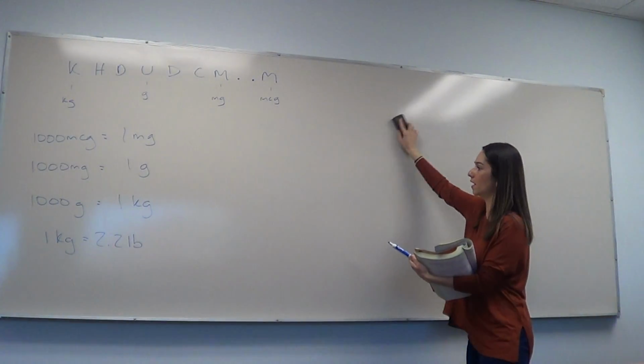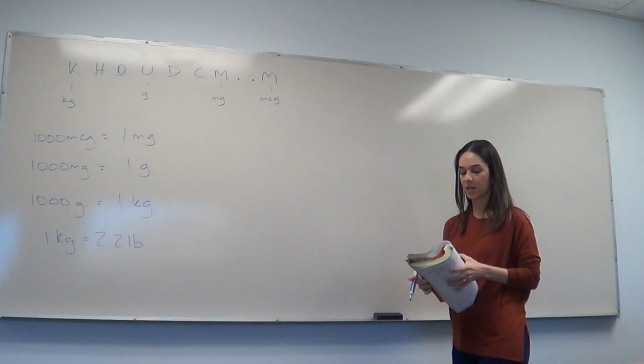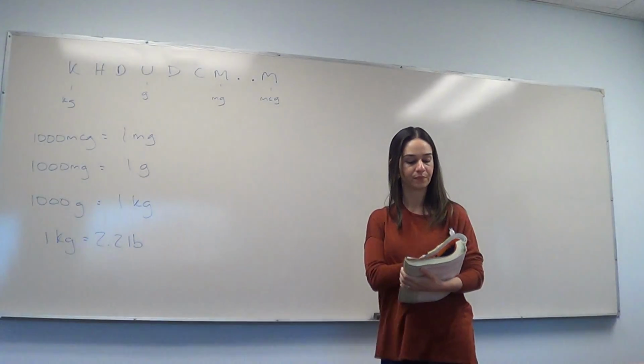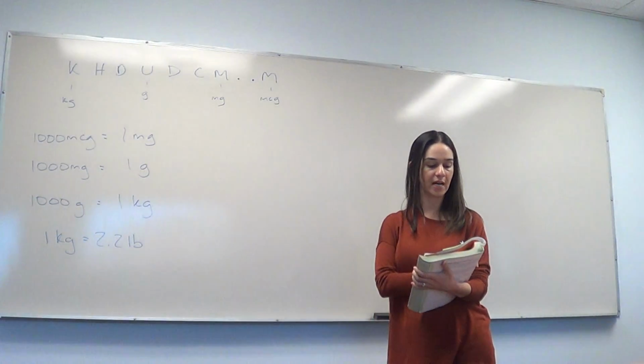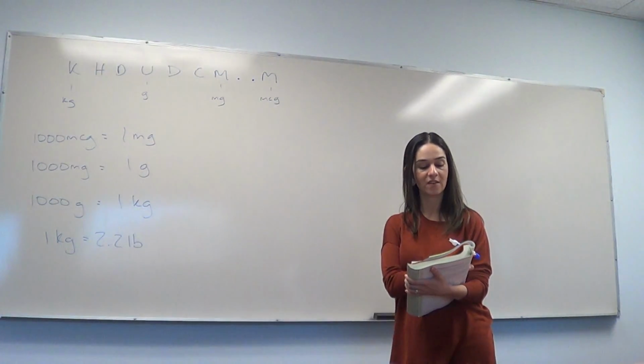Okay. I want you to flip over to page 481, and we're going to do the example at the top of the page. It says the order is to infuse nitro at 5 micrograms per minute. 50 milligrams of nitro has been added to 500 mLs.